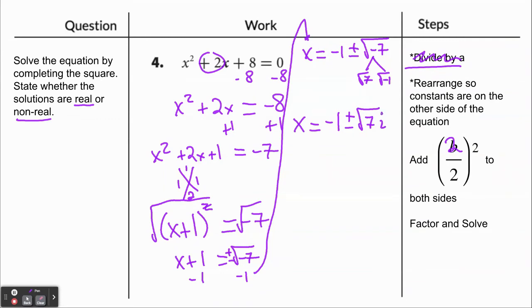That's our complex numbers here, negative 1 plus the square root of 7i and negative 1 minus the square root of 7i. And because we have this i here, we know that both are imaginary numbers. So we're going to have two non-real solutions.